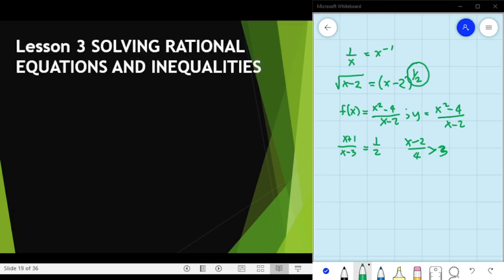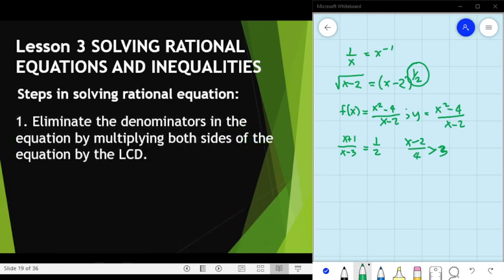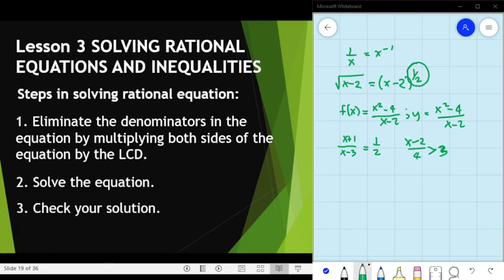Okay, so let us now proceed to lesson 3, which is solving rational equations and inequalities. There are 3 steps in solving a rational equation. Number 1 is eliminate the denominators in the equation by multiplying both sides of the equation by the least common denominator. Second, we are going to solve the equation after eliminating the denominator. And then third, check your solution.